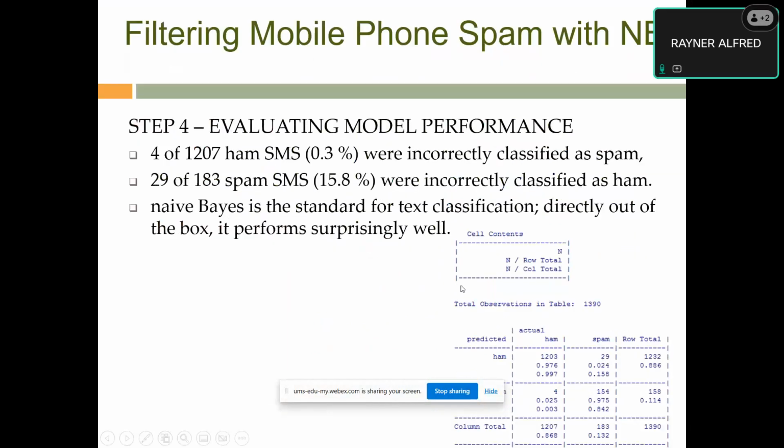For this one, the total is 95%. But if we look at individual classes, we have 0.3% for the non-spam and 15% for the spam. High error for the spam.